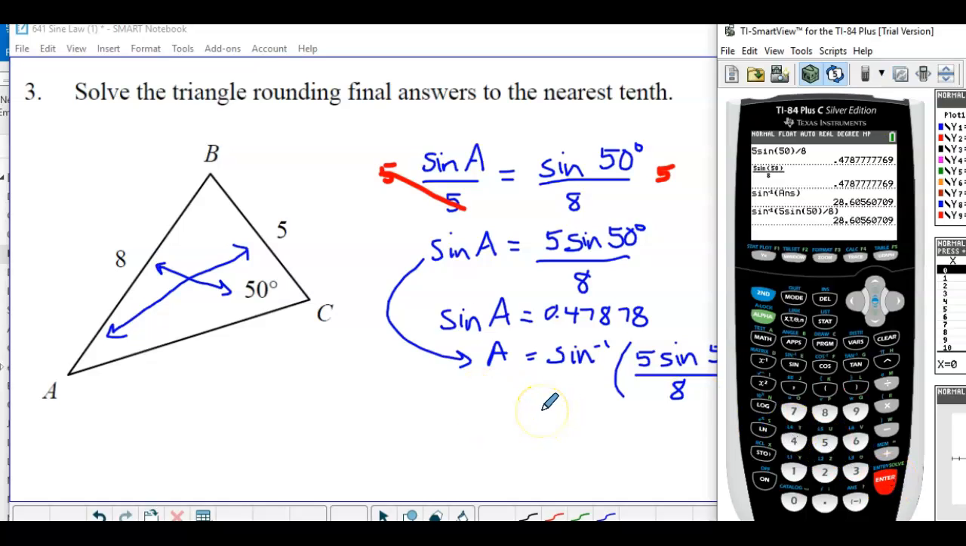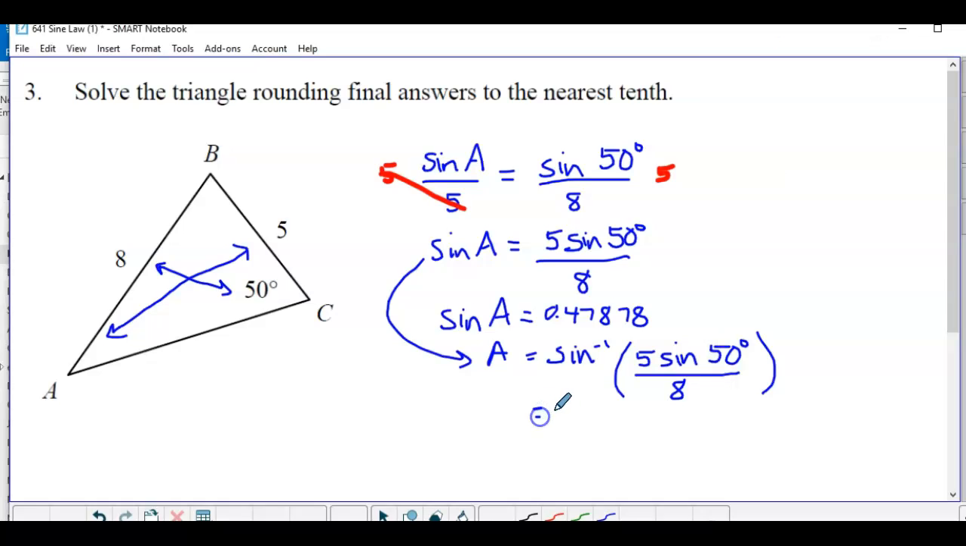Okay, so it says round to the nearest tenth. I'm going to, again, show a couple of decimal places. So 28.606. And then rounded to the nearest tenth would be 28.6. Okay, so that's angle A.